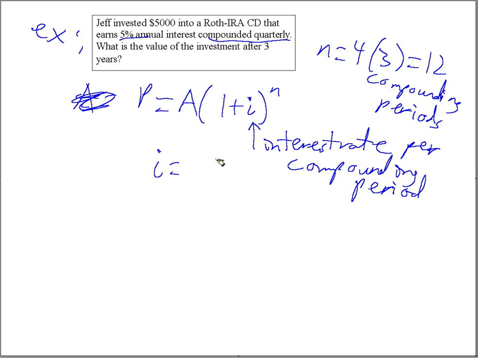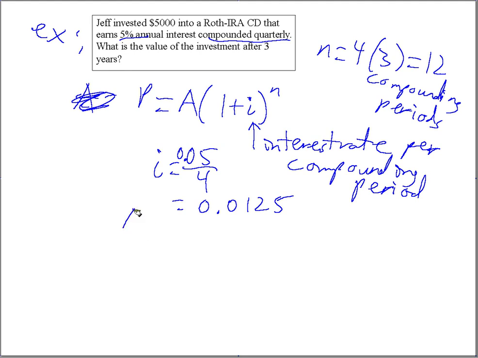So I, in this problem, is going to be 0.05 divided by 4. Let's punch out the calculator here. 0.05 divided by 4 gives 0.0125. Again, 5% is 0.05, and I is the interest rate per compounding period. This is how your textbook defines the I here, so read up on your text if you find all this confusing. We take the annual interest rate divided by 4 because we're compounding quarterly. So I is 0.0125.